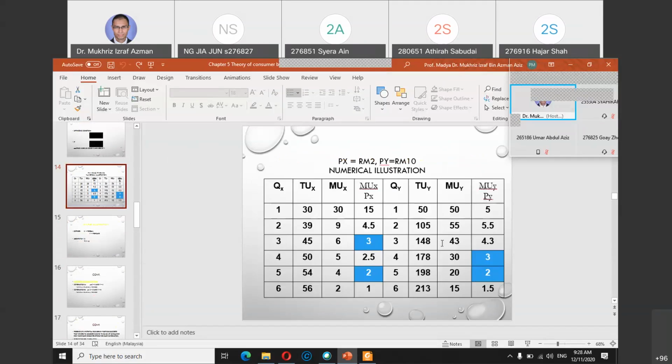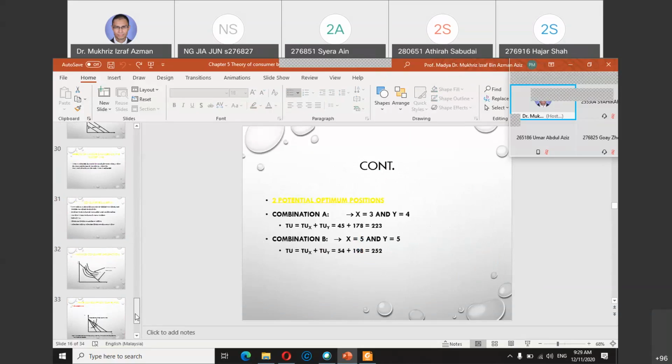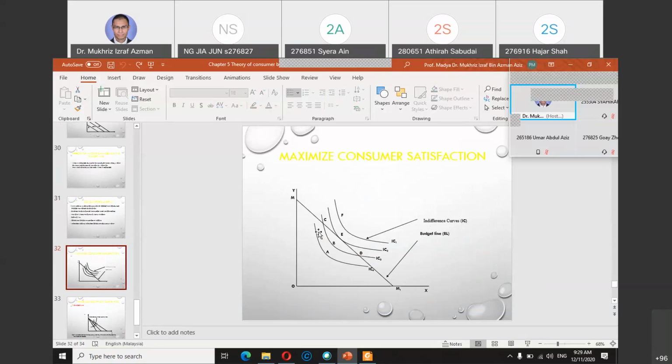Okay, so you can imagine this different combination of X and Y, whether you consume 3x for Y, 3x for Y, or 5x and 5y. So different combinations will give you different utility. Why? Because combination A gives you lower utility, combination B gives you higher utility. So lower utility versus higher utility is what you see here. Lower utility here versus higher utility.